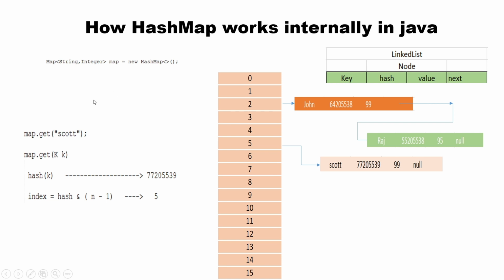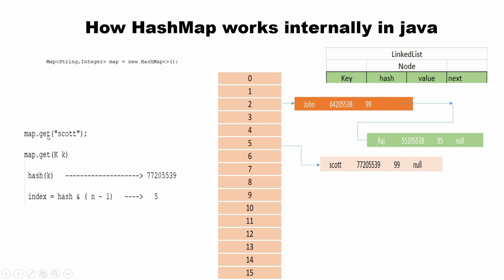And now let's understand how the get method works in Java. When you call map.get of Scott, it is going to accept the key as an argument. If you pass Scott as a key, you can look into the entries. In the fifth index, we have the key Scott and the value 99 for this key. So when the get function is called with Scott, it's going to fetch the value 99. But how does it internally work? Let's understand that.